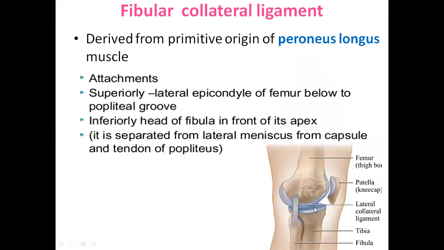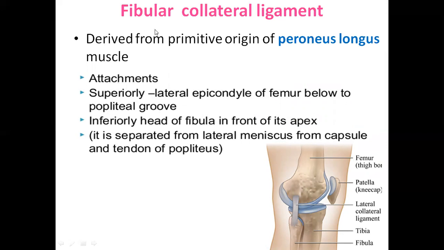Now coming to the connection between the lateral condyle of the femur and the head of the fibula. This connection is lateral collateral ligament, also called as fibular collateral ligament, which is derived from the primitive origin of peroneus longus muscle, which is one of the muscles of the lateral compartment of the leg.